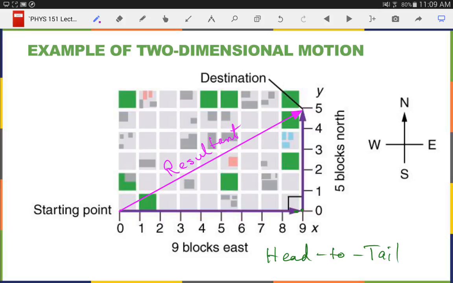Now here I added it graphically. If you're going to add something graphically, you have to use a scale, right? Measure the length so they match your scale. You can't just say, this one, I'm going to call it 9, and it's about this long, and this one I'm going to call it 5, and it's about this long.